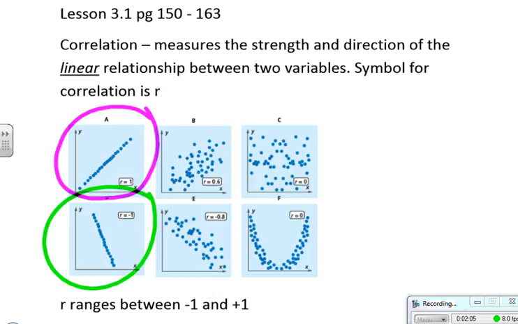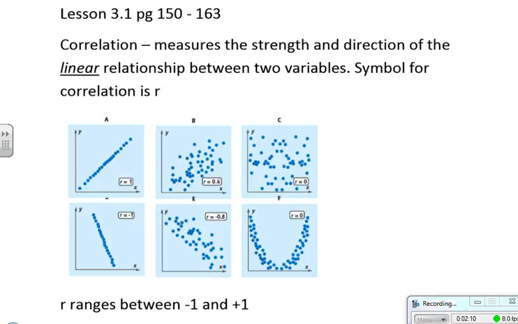Data that has no relationship, no correlation whatsoever, will have an R value of 0, like picture C. It's just this mass, no uphill, no downhill, no form to it whatsoever. That would be an R value of 0.